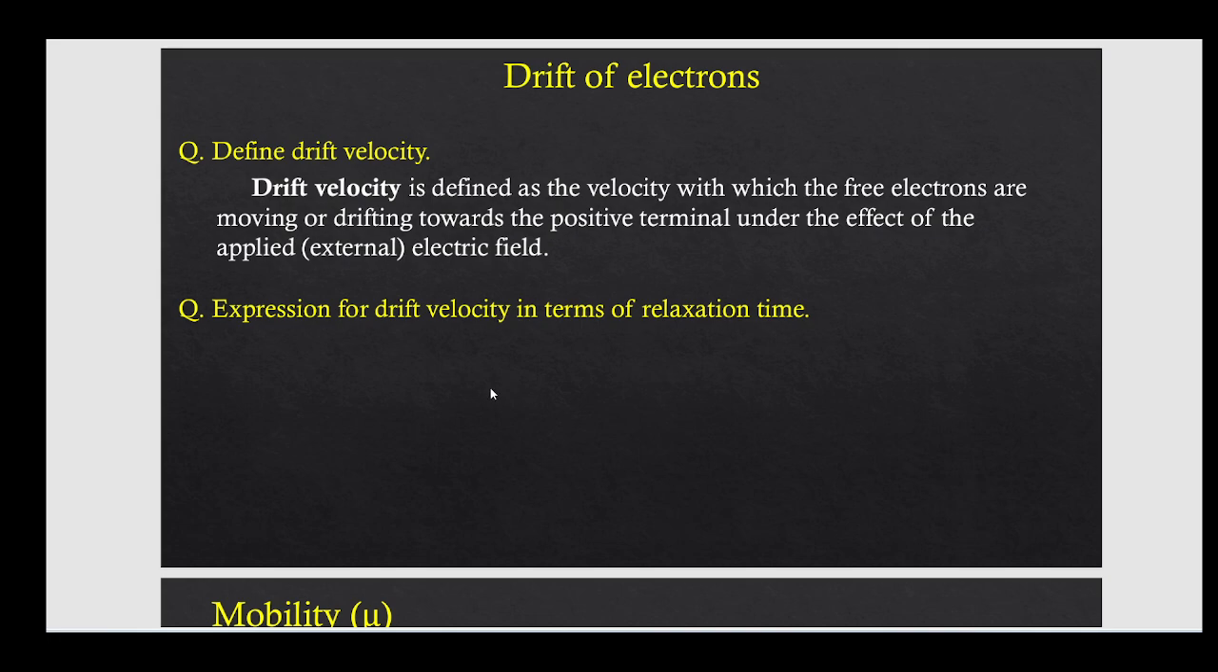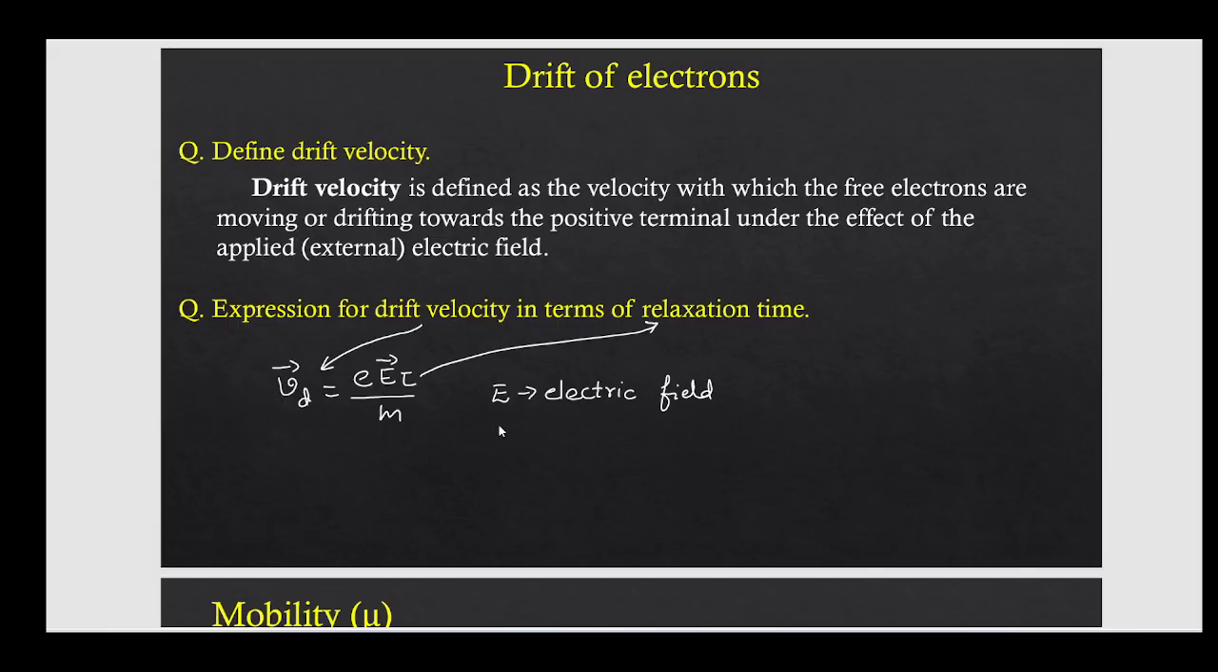Drift of electrons. The drift velocity of an electron in a material is given by Vd is equal to E tau by m, where Vd is the drift velocity, tau is the relaxation time, E is the electric field, and m is the mass.